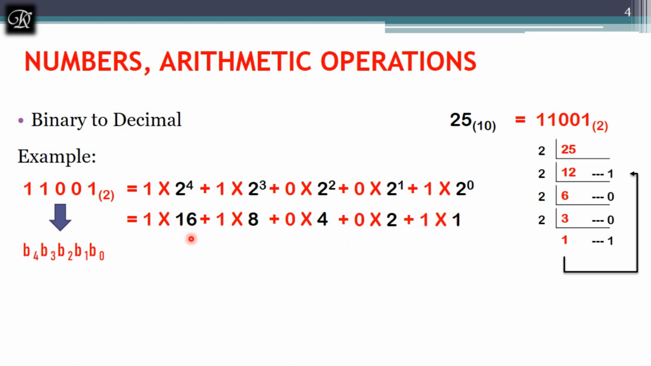Let's evaluate in the next level. We got 16, 8 and 1, because these two result in 0. Now 16 plus 8 plus 1 will result in 25. This is how we are going to convert the given binary into decimal.